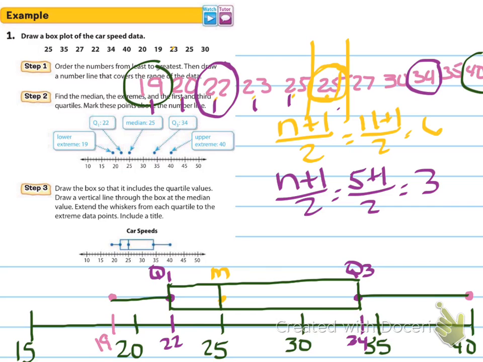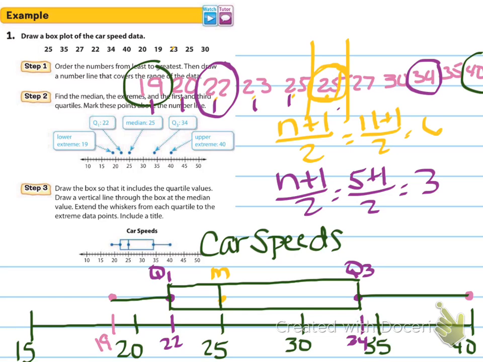So I know it seems like a lot, but it really does just become second nature. The hardest part is finding the quartiles and the median, and then you're just making a box and putting whiskers in. I mean, it's not really that big a deal. So you've got your low, your high, your quartile 1, quartile 3, and your median. And this represents the data. These are car speeds. So we're going to title our box plot car speeds.